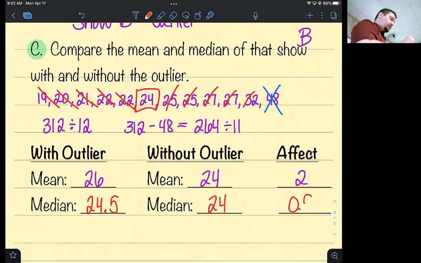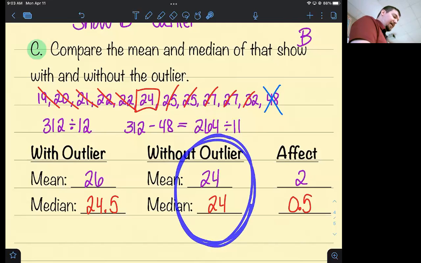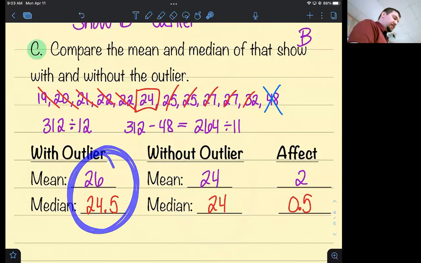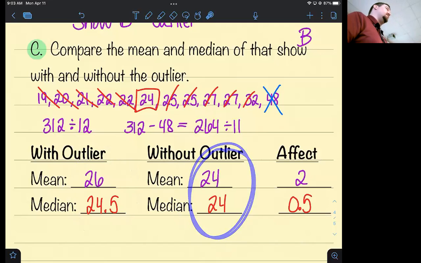0.5 again. So you can see not only is the outlier not having that much of an effect on the median, but when you take the outlier away, look at this. Without the outlier, the mean and the median are the same number now. They're not just close, they're exact. That's what an outlier does. It changes it from being 1.5 years apart to being very, very close.